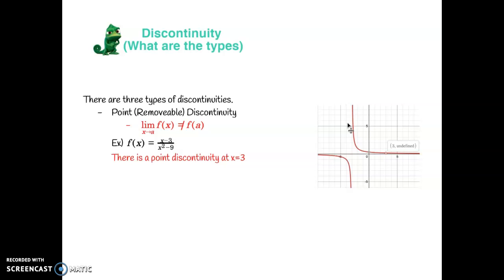In this example, there is a point discontinuity at x equals 3. There is one point in the graph where it is undefined, and it can easily be filled with a point using a piecewise function, saying x equals 3 takes whatever value. To find this algebraically, as you learned in pre-calc, you'll expand it, and you'll find that you can cross out x minus 3 in the numerator and x minus 3 in the denominator, and you'll get a point discontinuity at x equals 3.